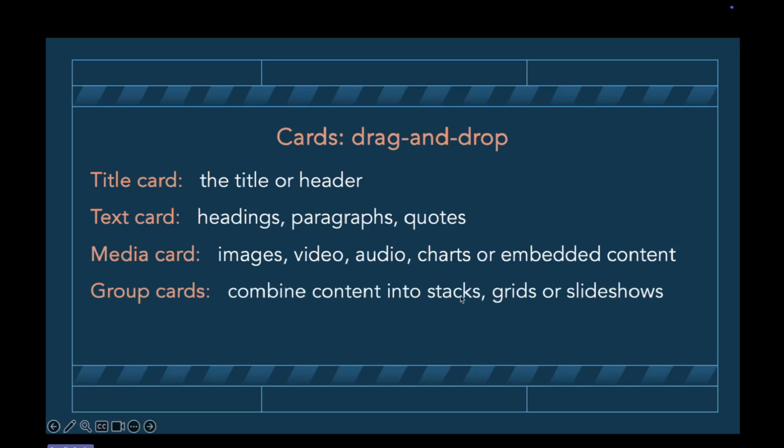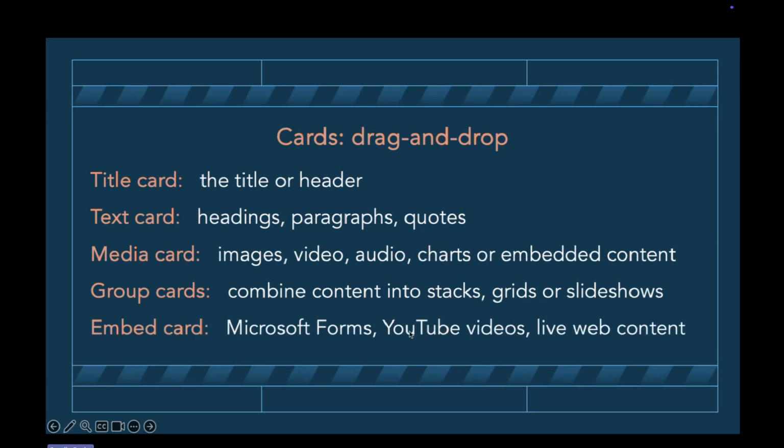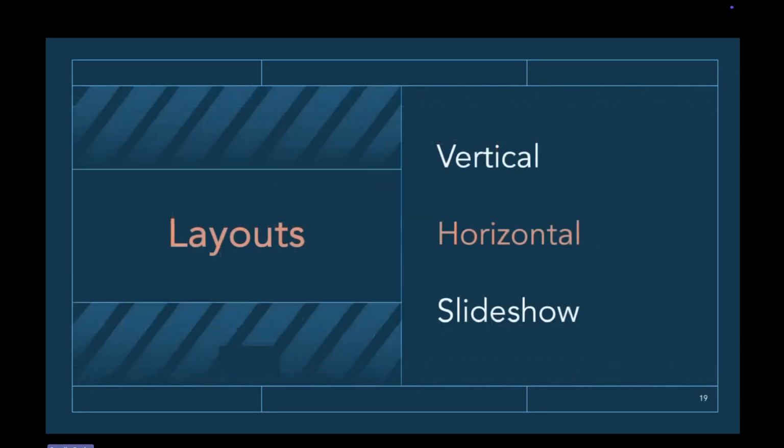Then there are group cards, like the stacks that I've just shown you, with a couple of pictures, and slideshows and anything else you can use. And then you can also take something from your Microsoft Forms, which we did last week. If you want a form to be part of Sway, you can. You can put in YouTube videos, I'll show you, and you can have live web content, as I've also already demonstrated to you. So it's not important what it's called. It just tells you there are different cards, different building blocks that you can use in Microsoft Sway.